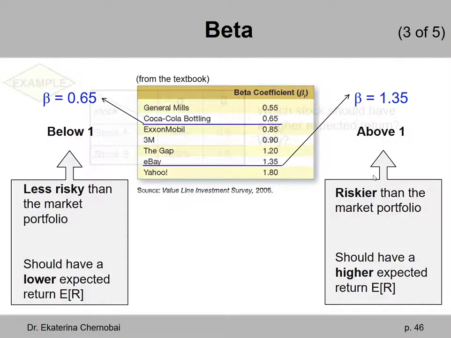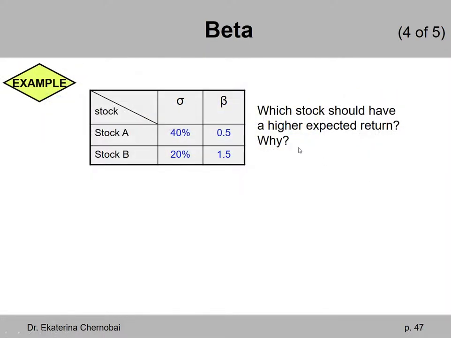Okay, let's look at this example. We have two stocks, A and B, and we have sigma and beta for each. The sigma for A is 40%, the sigma for B is 20%. The beta for A is 0.5, the beta for B is 1.5. Question: which stock should have a higher expected return and why?